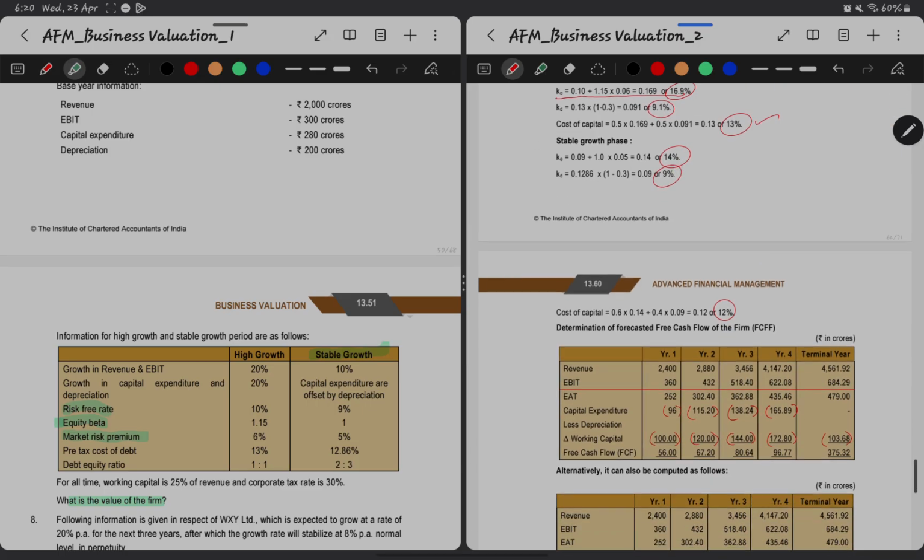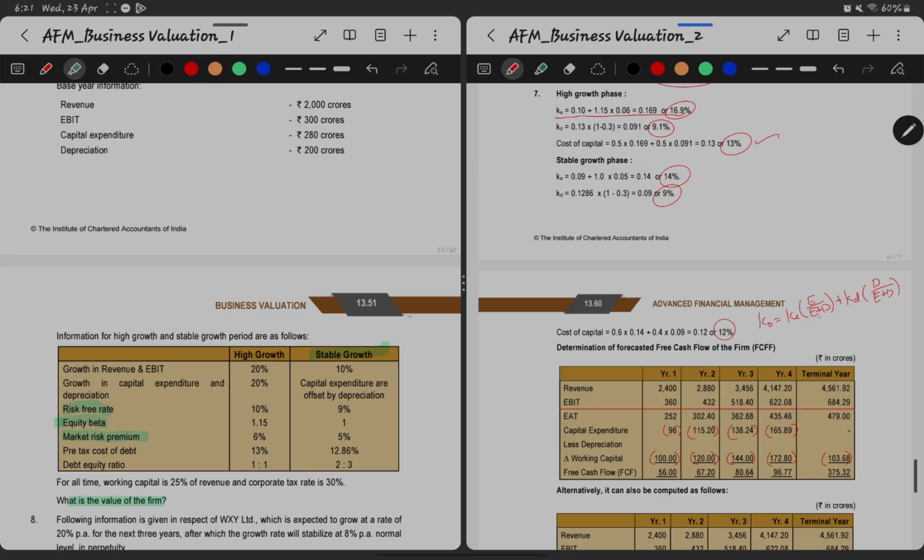Then going further, we have weights in the 2:3 ratio. So in this, again we will be finding the overall cost of capital. The formula will be KO equal to KE multiplied by E by E plus D, plus KD multiplied by D by E plus D. Here this KD is the post-tax cost of debt, which we have already found out, and E by E plus D and D by E plus D are nothing but the weights here. So 2:3, that means 2 divided by 2 plus 3, and 3 divided by 2 plus 3, which is 5.